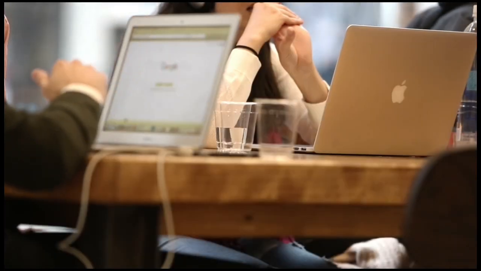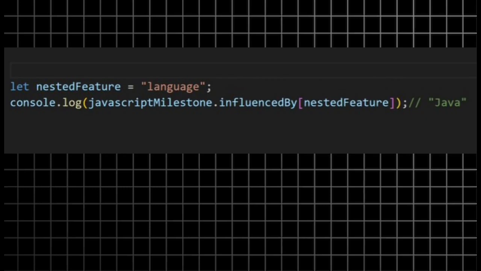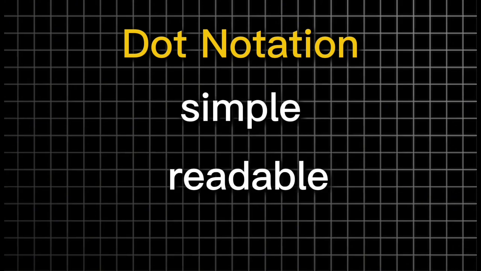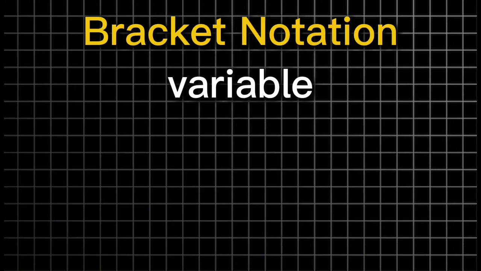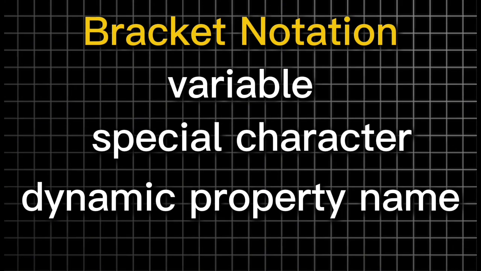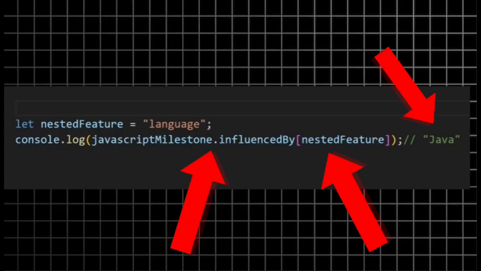Finally, bracket notation is super handy for nested objects. Here, influenced by is itself an object inside JavaScript milestone. By combining dot notation for the first layer and bracket notation for the second, we access the language property dynamically and print Java. So remember, dot notation is simple and readable. Bracket notation lets you use variables, special characters, or dynamic property names. You can mix them to reach nested properties.